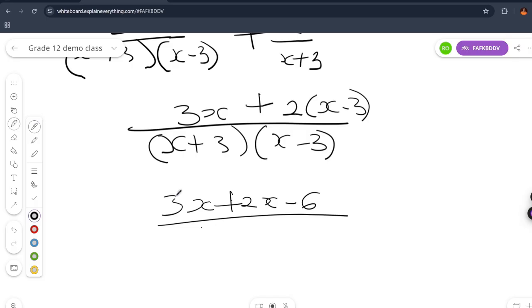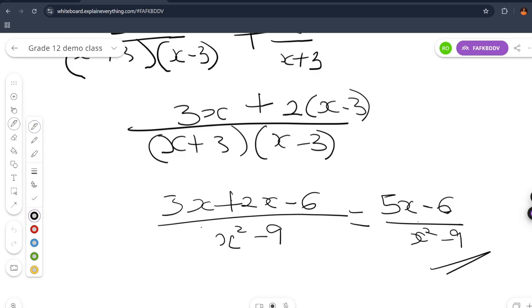Since we do not need this denominator again, we can expand it and take it back to be x squared minus 9. So now this will give 3x plus 2x, that will give 5x, then minus 6, over x squared minus 9. So this is the final answer.